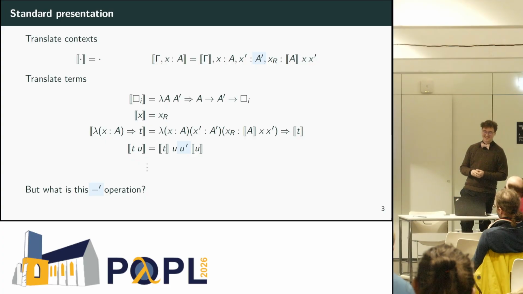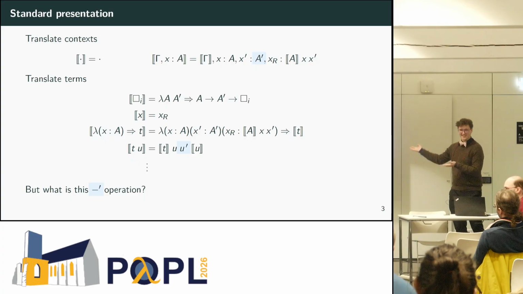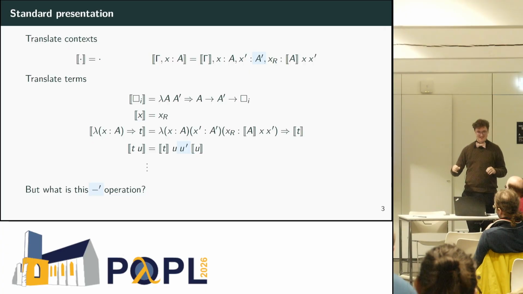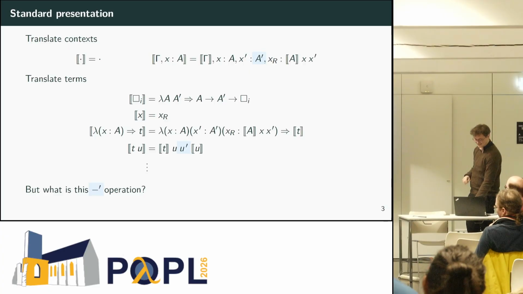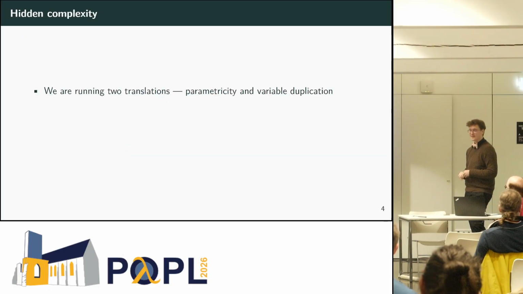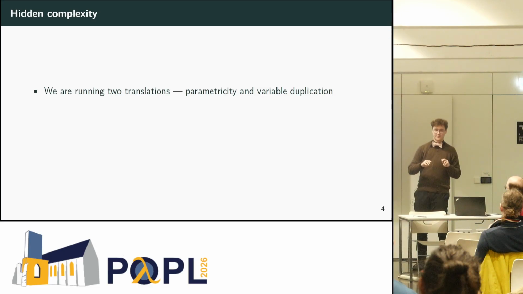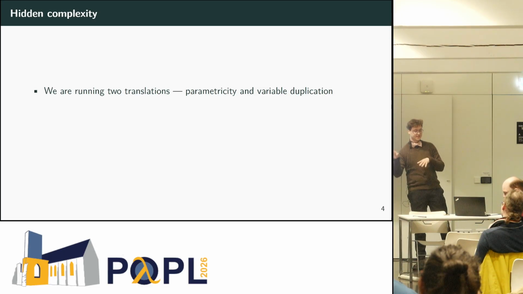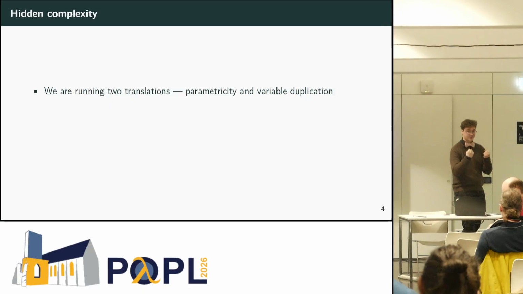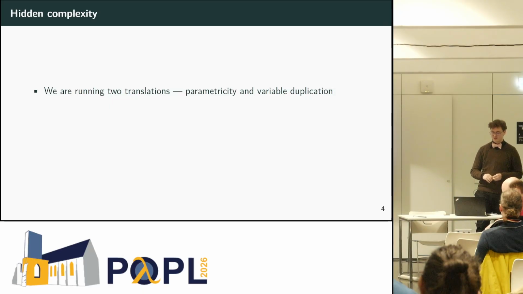Never mind. But it doesn't really help clear up what this priming operation does, right? The essence is that we are running 2 translations. One is for duplicating variables in the context, and the other is the actual essence of parametricity that we want to get into.